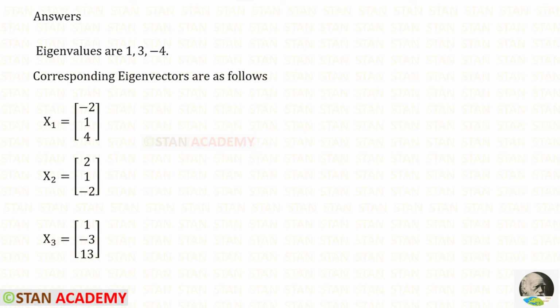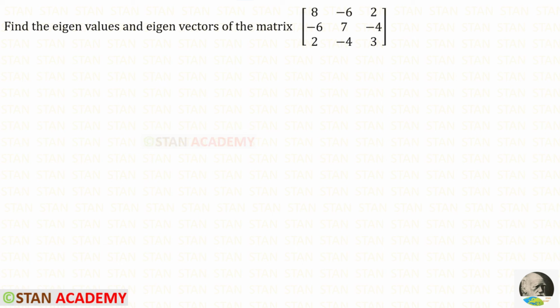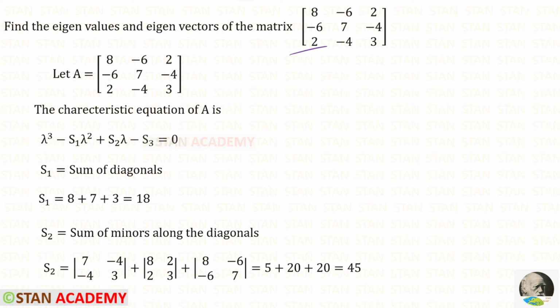Now we can write the answers. We have found the eigenvalues and the eigenvectors. Let us see one more problem. In this matrix we need to find eigenvalues and eigenvectors. Let us keep this matrix as A.